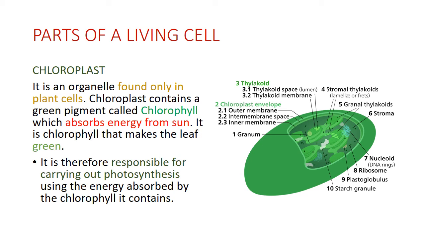Now chloroplast is also an organelle found only in plant cells. You will get to understand why. Chloroplasts contain a green pigment called chlorophyll. Take note, there's a difference between chloroplast and chlorophyll. Chloroplast is the organelle, and it contains a pigment called chlorophyll. Chlorophyll is a green pigment inside the chloroplast, and its function is that it absorbs energy from the sun. This energy is what plant cells use to undergo photosynthesis. That's how come animals don't undergo photosynthesis, because they don't have this organelle. They don't have chloroplasts, which contain chlorophyll to absorb energy.